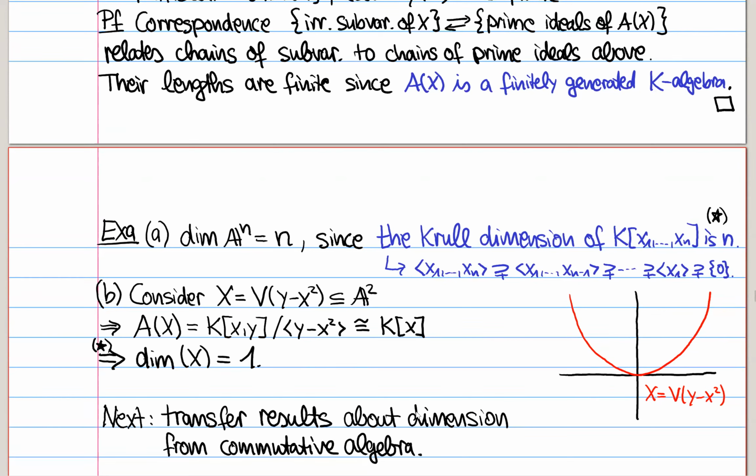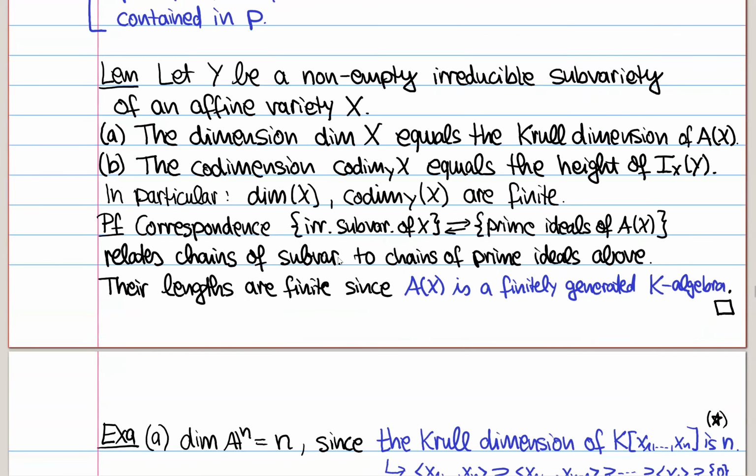And next we want to basically transfer all results which we know from commutative algebra about the Krull dimension to results about dimensions of affine varieties. And that's one of these instances where once you make a connection between the algebraic side and the commutative algebra side, a whole host of results from commutative algebra just gets translated for free into results on the algebraic geometry. Okay, and so here is the proposition, some properties of dimension.